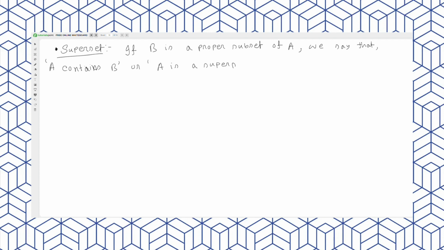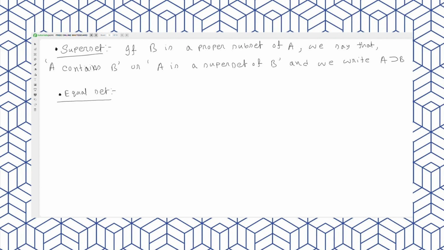So, what is superset now? If B is a proper subset of A, we say that A contains B and A is a superset of B. Basically, if B is a proper subset of A, then A is a superset of B. Equal set we have already discussed about.